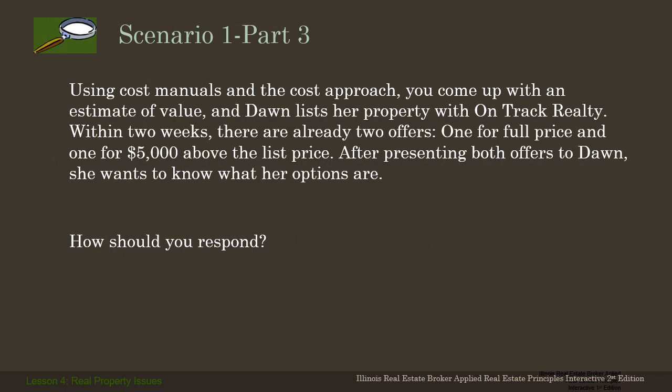Scenario 1, number 3, we come up with an opinion of value. Apparently, this agent did do the cost approach using cost manuals, which 99% of the agents have no idea what those are or how to use them if they did. But anyway, in our scenario, in La La Land here, that's what we use to come up with the value of the property. And now she's got some offers. Full price offer, and then another that's actually $5,000 over full price offers. So how should we respond? Dawn says, what should I do now?